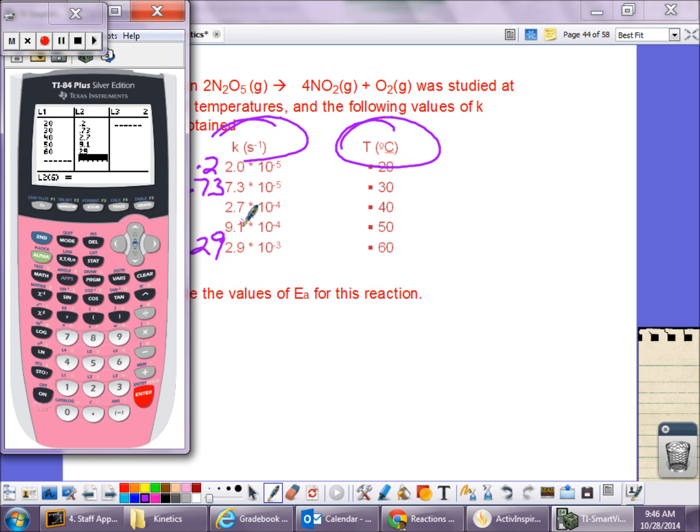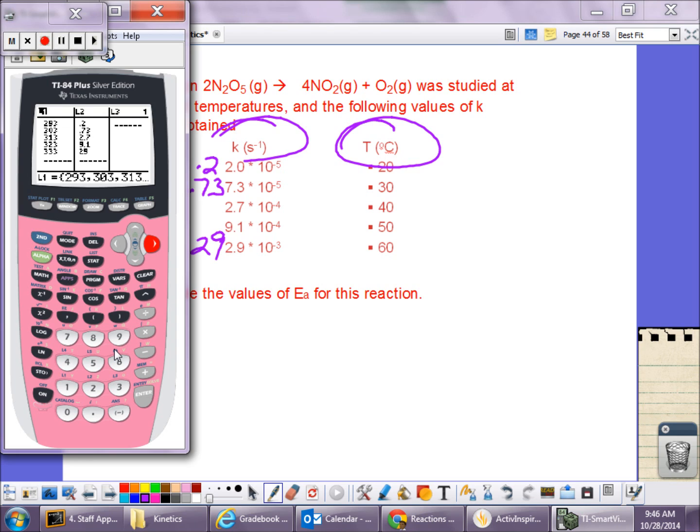Let's go on L1. We don't want degrees Celsius, we want Kelvin. So why don't we go all the way on L1? We are telling the calculator to take L1, so do second 1 plus 273. So we convert all our degrees Celsius to Kelvin. Enter. Okay, at once. Now let's go to L2.